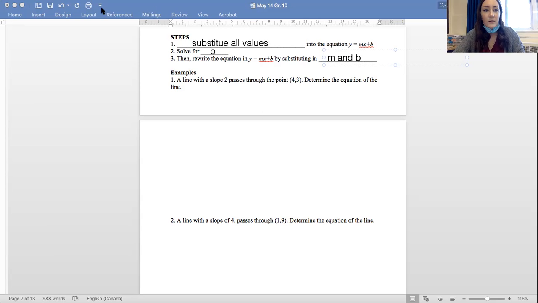So if we look here at our first example, a line with a slope 2, so that is our m. That is our slope, that is our m. And that passes through the point 4, 3. So this is our x and this is our y value. Okay, so like I've said quite a few times, we don't know our y-intercept, so we don't know our b. So our goal is to be able to get to know that. So we know that m is equal to 2, x is equal to 4, and y is equal to 3.